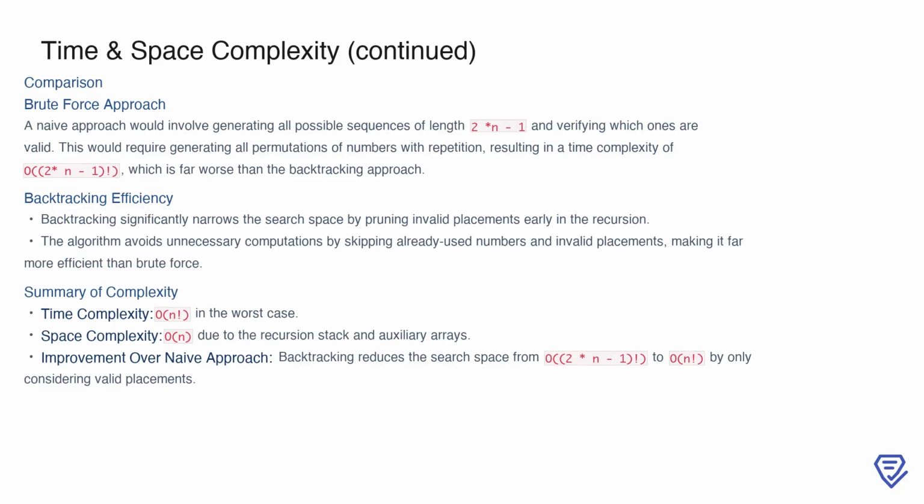By pruning invalid placements early and skipping already used numbers, the algorithm avoids many unnecessary computations. This reduces the problem to exploring only valid permutations, with a worst-case time complexity of O(n!). Additionally, the space complexity remains O(n) due to the efficient use of the recursion stack and auxiliary arrays. Overall, backtracking provides a dramatic improvement over the brute force method by leveraging constraint-based pruning to achieve much greater efficiency.